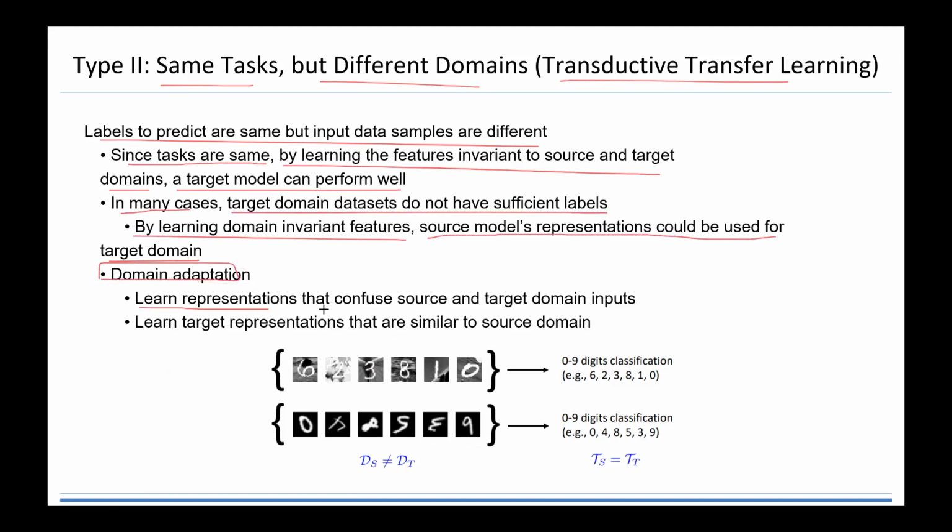So we learn a representation that confuses source and target domain inputs, and learn a target representation that is similar to the source domain. Let's say, for example, you have this one. This is a picture of a digit.